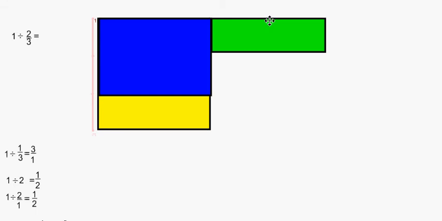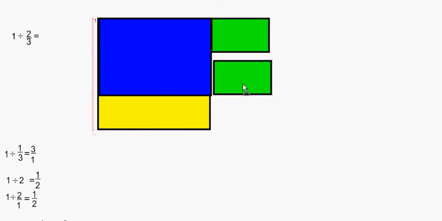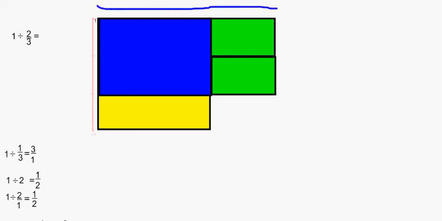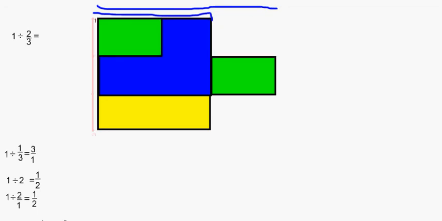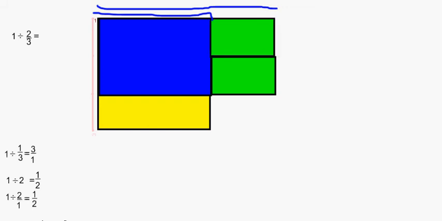So what I can do is I can cut this in half and rearrange it. Now that I've cut it in half, I can take this piece and slide it down onto this piece. And so now I've got full 2/3 pieces. So my question is, how far is it from here to here then? Well, I've got 1 whole, and each of these pieces are a half of this one. So therefore, I've got 1 and a half. So my answer to this question is 1 and 1/2.